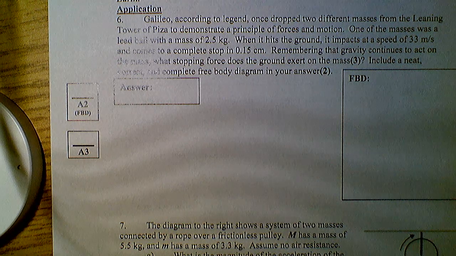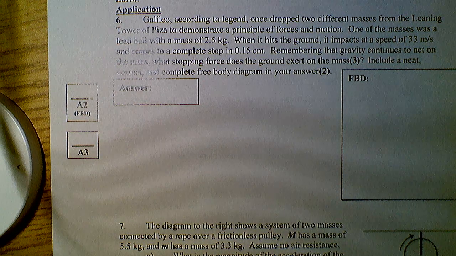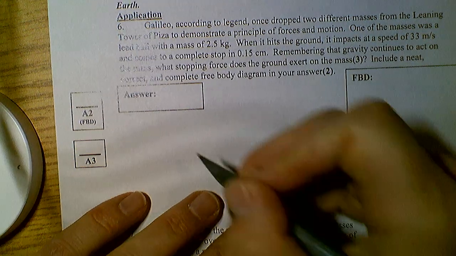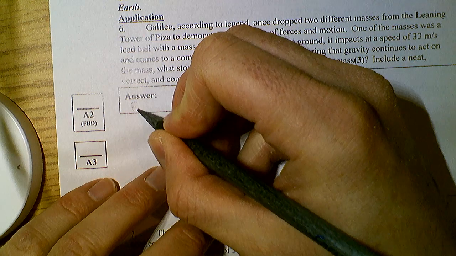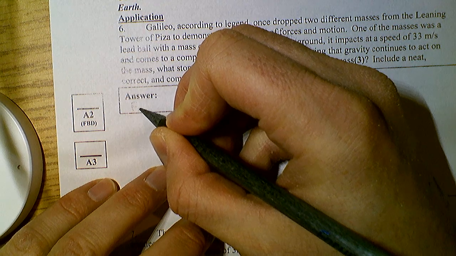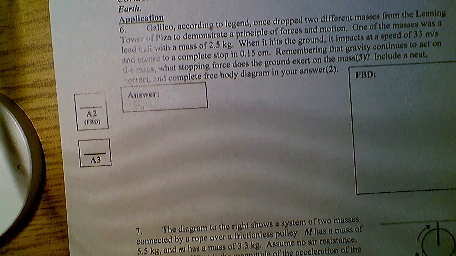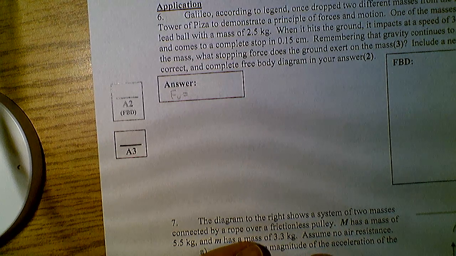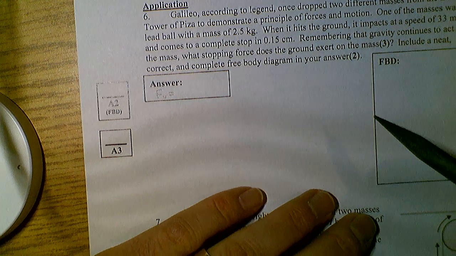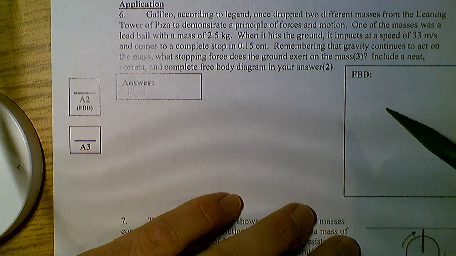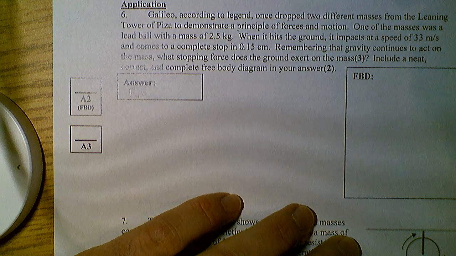So what's the stopping force exerted by the ground on the mass? That's the question that's being asked. So we're looking for the force of the ground, or the force upwards. I'll call it Fu, to remember that that's what we're looking for. Now, first step in this process is to draw a diagram and get a feel for what exactly is happening.